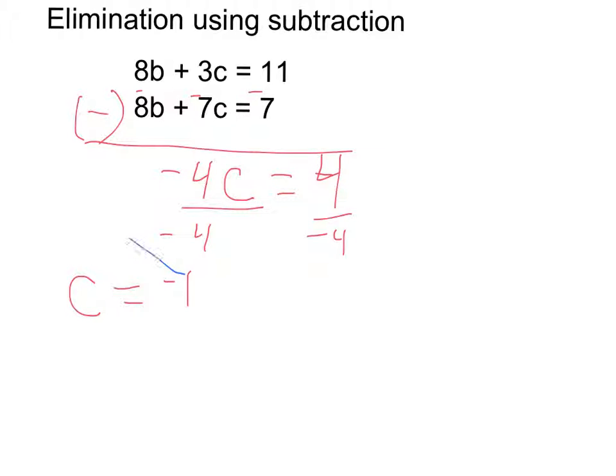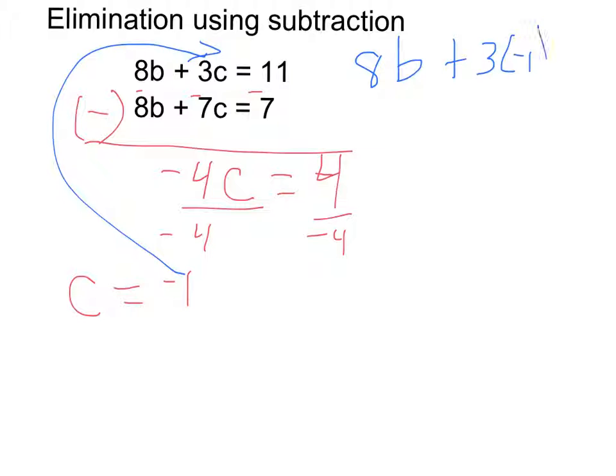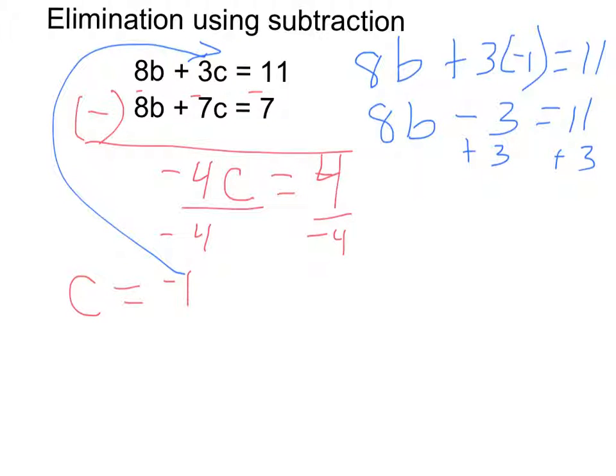Go ahead and take that, plug it into either equation. I'm going to use the top one. 8b plus 3 times negative 1 equals 11. 8b minus 3 equals 11. We add 3. Okay, continuing on, we get 8b equals 14.